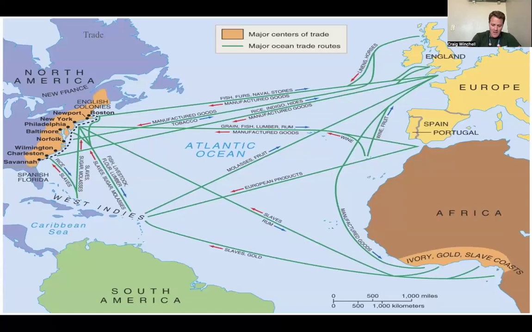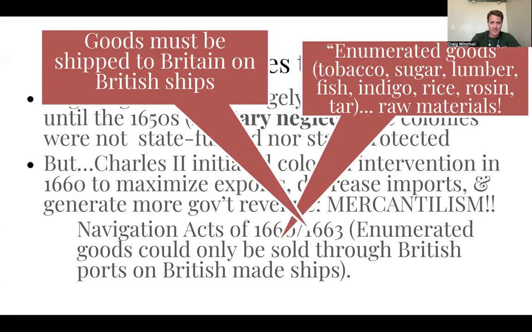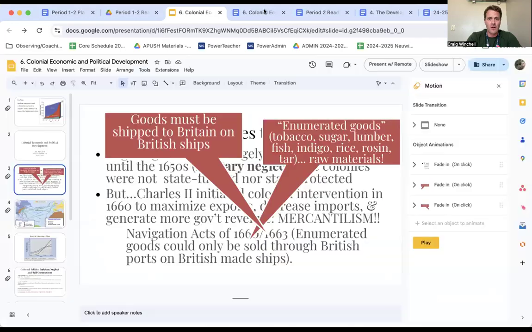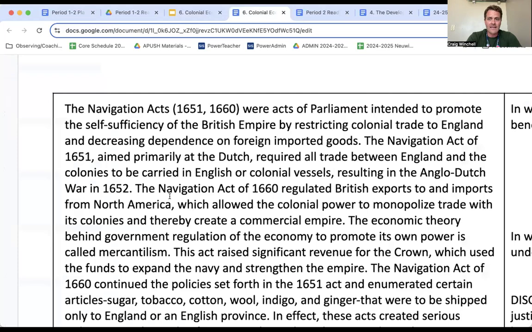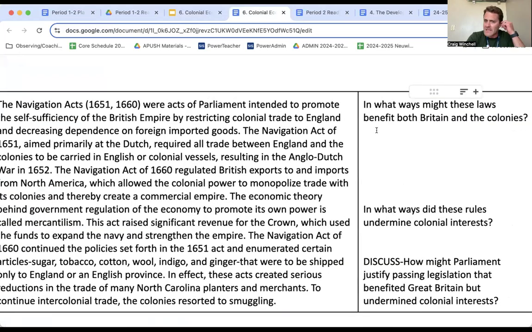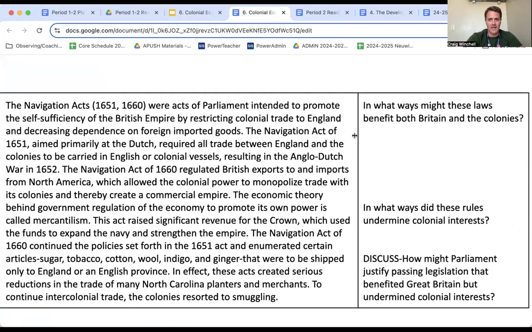So take a quick minute. Please set the timer for 2 to 3 minutes. Again, start with two, go to three if you need it. Please read this short little chunk on the Navigation Acts. And tell me, in what ways might these laws benefit both the British and their colonies? And in what ways do these rules undermine colonial interests? In other words, why would these be potentially bad for the colonists? Cool. Take 2 to 3 minutes, read it on your own, discuss with your partner, and come back together after that time.